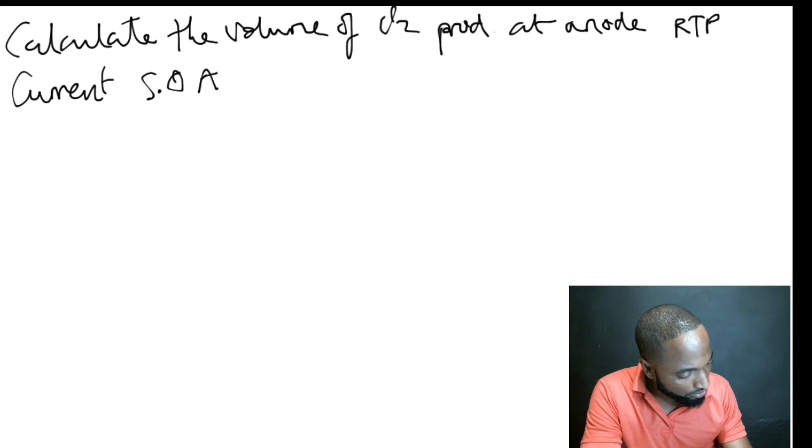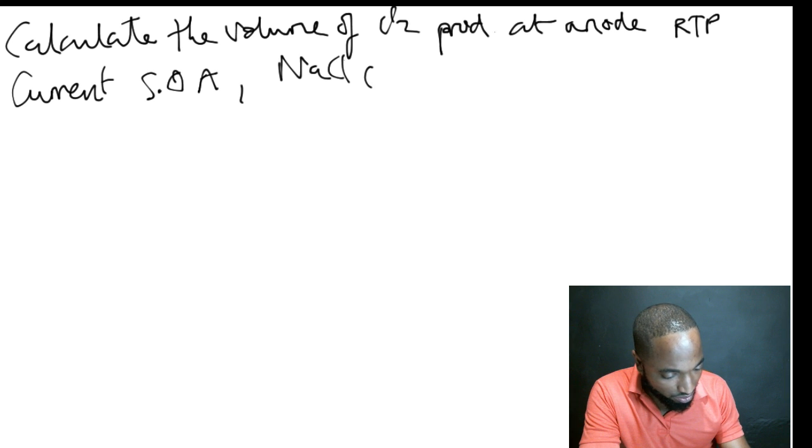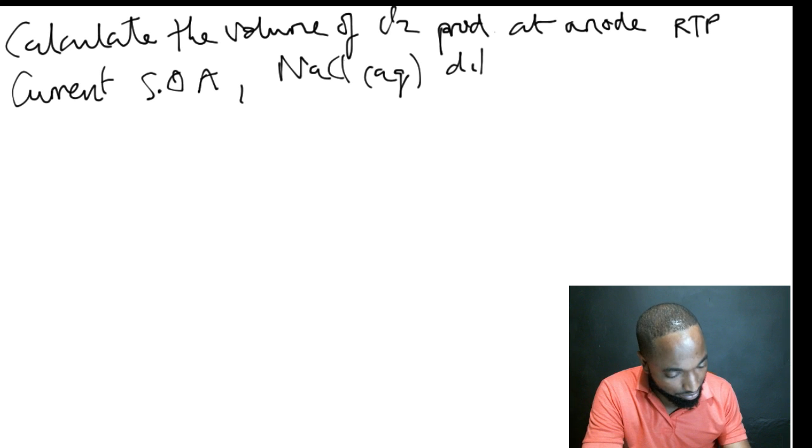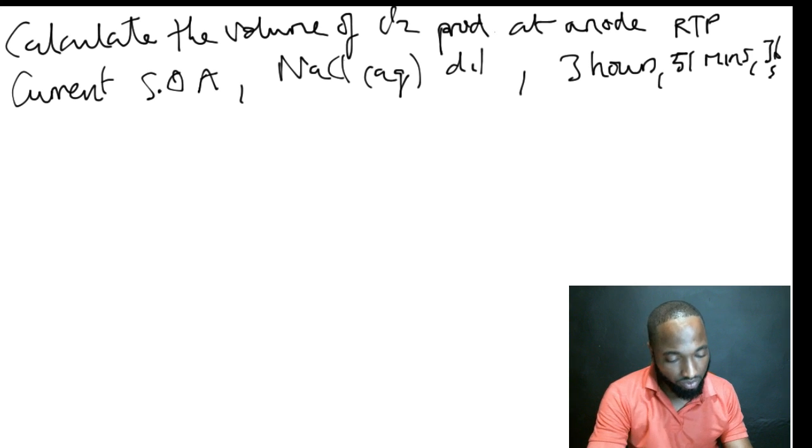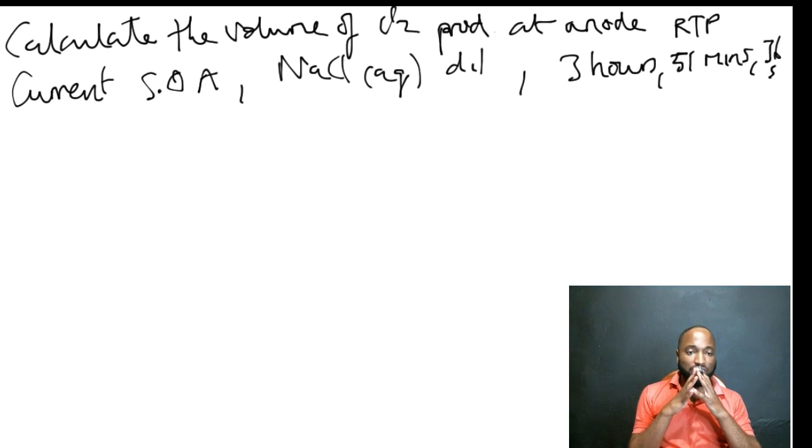5 amps pass through dilute NaCl, aqueous, right? Dilute. And they give you a time, 3 hours. A real specific time, 3 hours 51 minutes 36 seconds. Right, so how would you do a question like that? You want the volume, look at the handwriting. You want the volume of the oxygen at the anode. They give you how much current, and they give you the time.